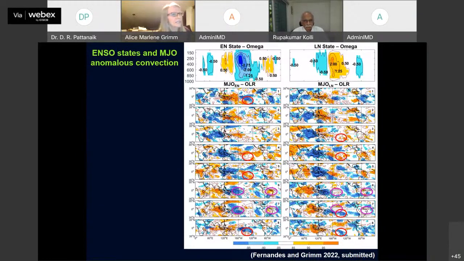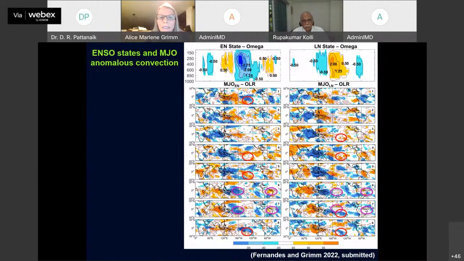Well, here we can see some features comparing OLR anomalies for El Niño and La Niña. So we can see that during phase eight and phase one, when the MJO displays enhanced convection here in the Central Pacific, which is something in common with El Niño, these anomalies are enhanced here. While during La Niña, they are really not enhanced. They are weaker. For instance, let me show just one more example here.